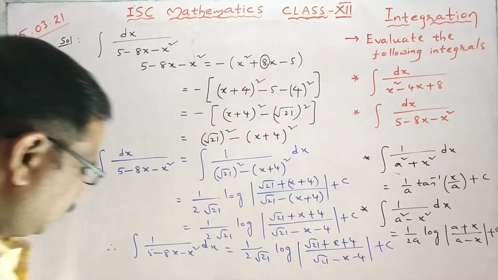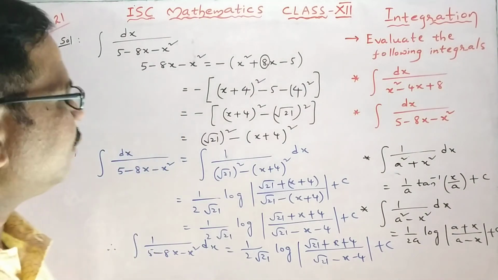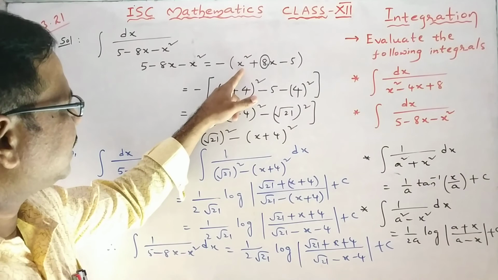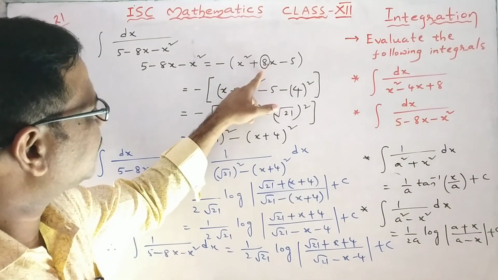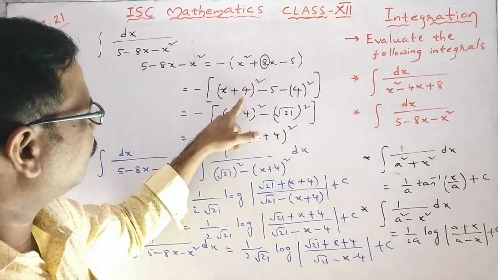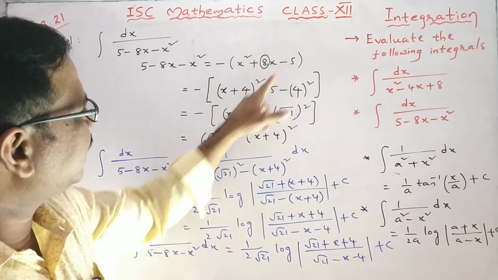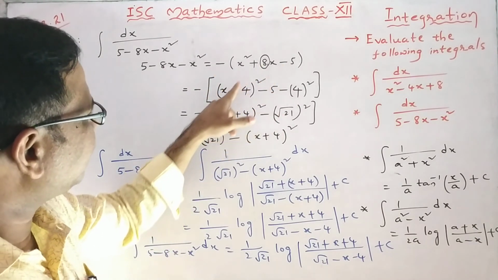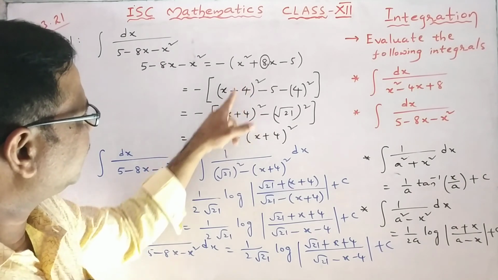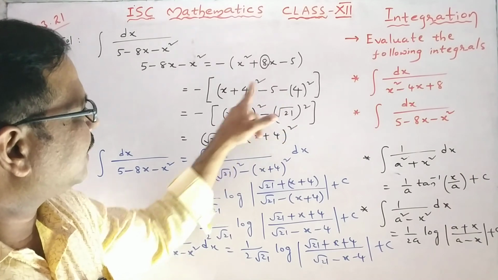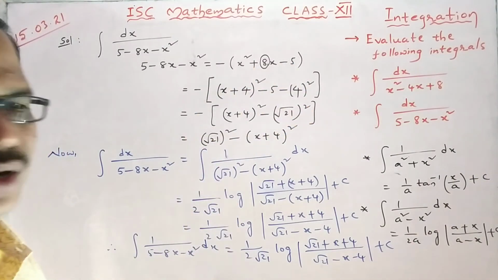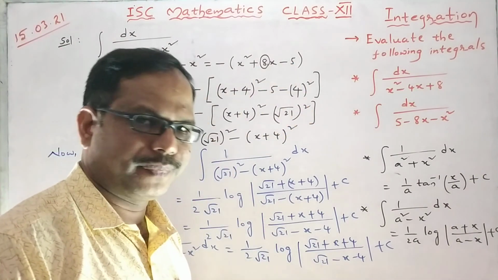So that procedure you need to understand clearly. First write x, symbol as it is. Take half the coefficient of x, 4 whole square, minus 5 as it is. Whatever we have here in the place of plus 4 or minus 4, always subtract that number whole square. Remaining all same. Clear?